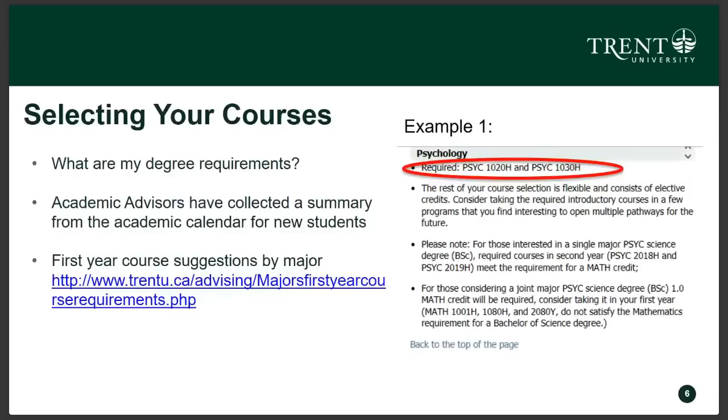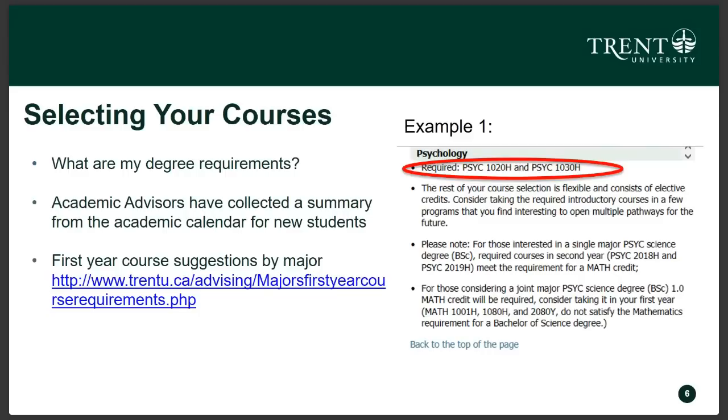On this page that I've already mentioned, advisors have collected this information for you. The calendar, again, can be difficult to navigate, so we've created this link to a web page that allows you to look up your major of focus and what credits they would prefer you to take in your first year. In this first example, we're again using psychology. I'm showing you that the required courses are just 2 half-year courses. These are usually taken, one in the fall and one in the winter. The rest of your course selection is flexible and consists of elective credits.